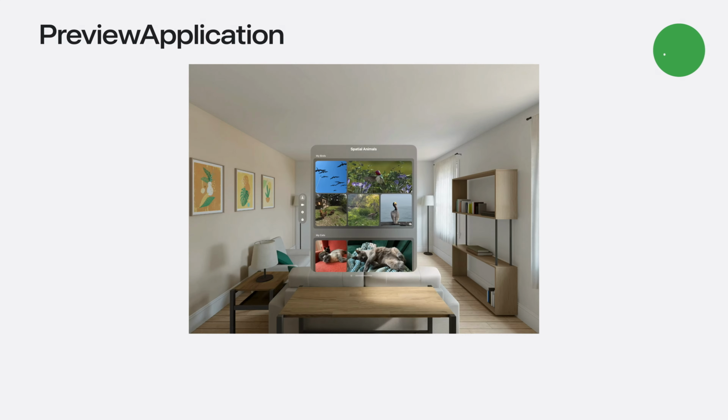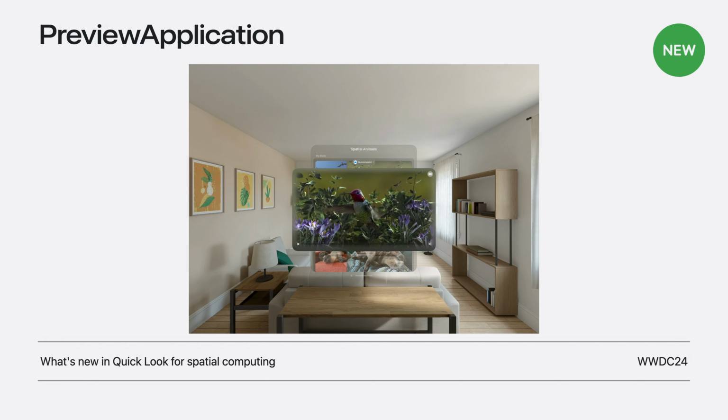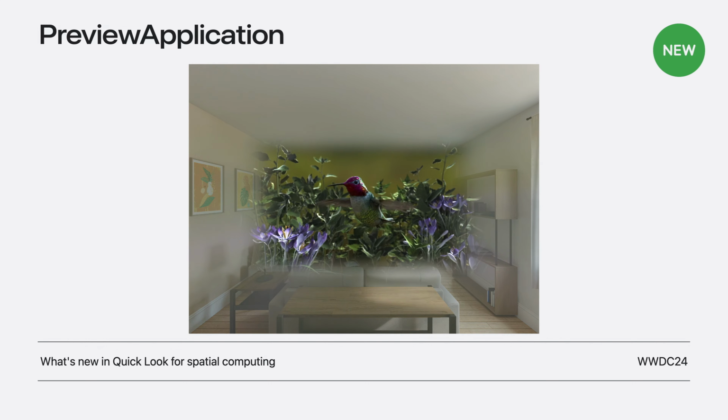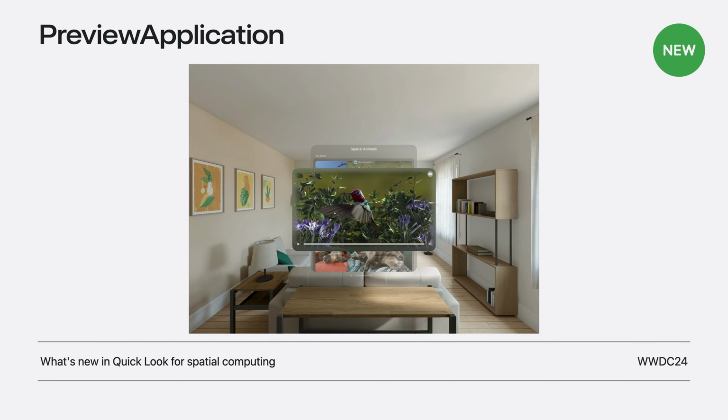QuickLook is the system standard way to quickly open files on visionOS. With the new Preview Application API, you can now spawn a QuickLook scene from inside your own app that hosts your own content. It supports both spatial photos and videos and uses the full spatial presentation, just like the Photos app. For more information about the Preview Application API, check out the video, What's New in QuickLook for Spatial Computing.